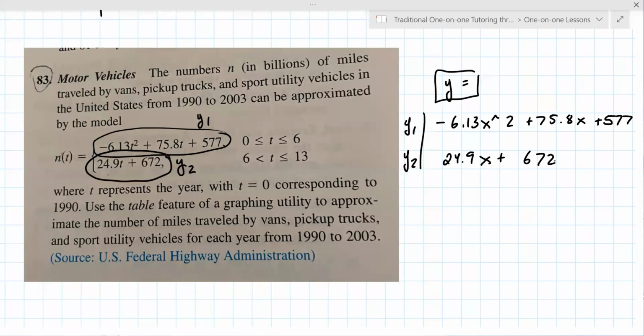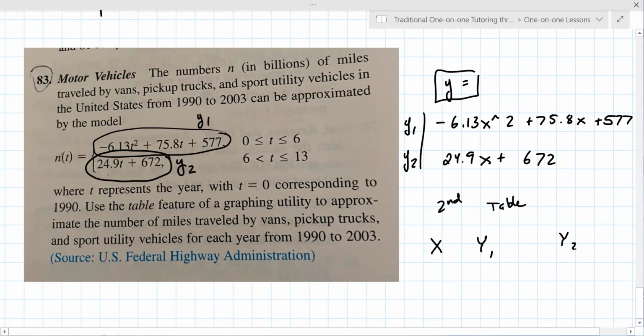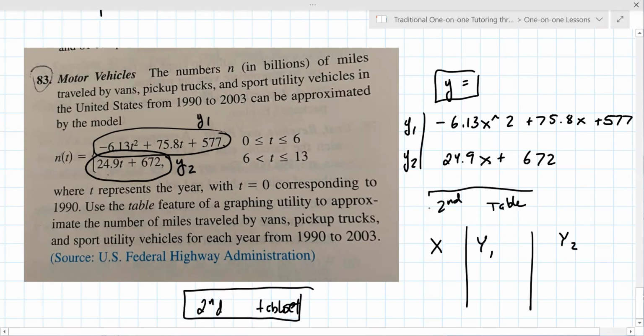All right. So the next thing you're going to do is go to second table. In your table, you should see X, Y1, and Y2. Let me know if you don't. Depending on how you have your table set, if you go to second table set, that's another option here.